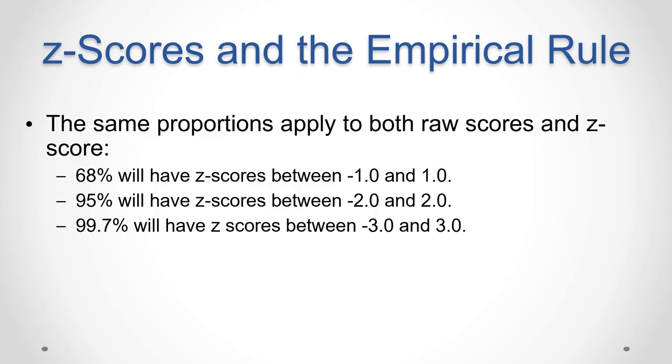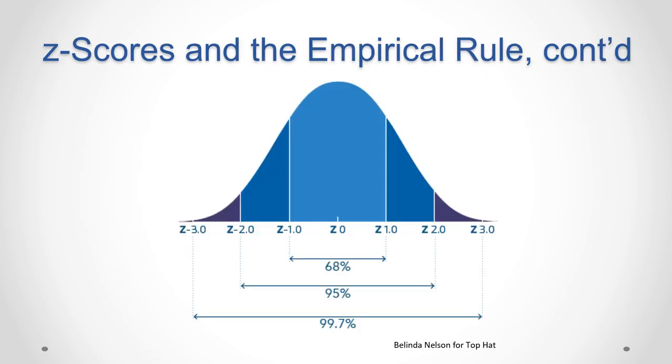So how is the empirical rule related to z-scores? Well, approximately 68% of the data will have z-scores between -1 and +1. Approximately 95% of the data will have z-scores between -2 and +2. And finally, approximately 99.7% of the data will have z-scores between -3 and +3. So here is a graphical representation of z-scores and the empirical rule.